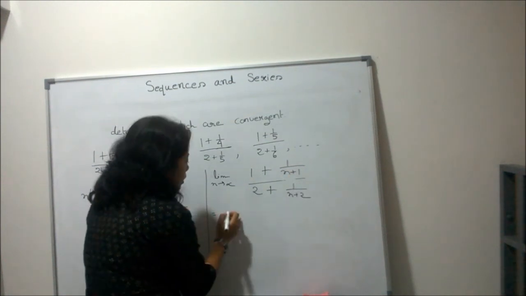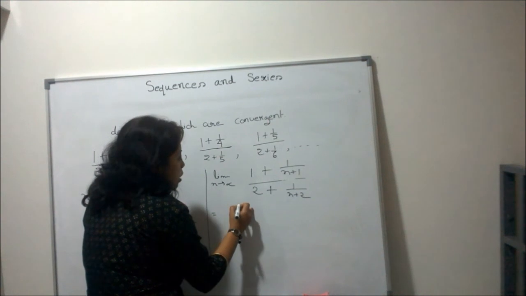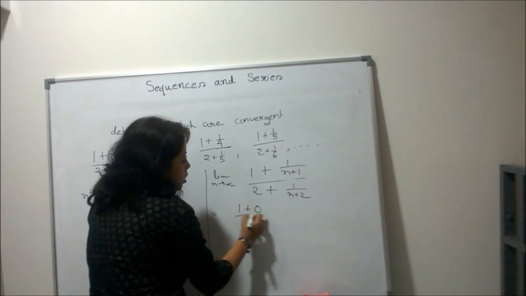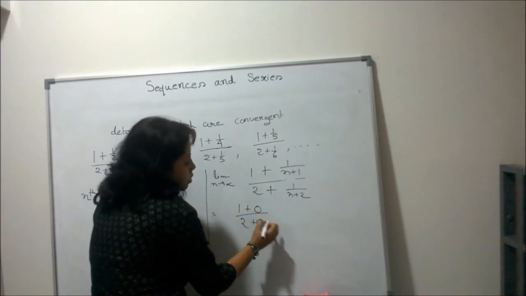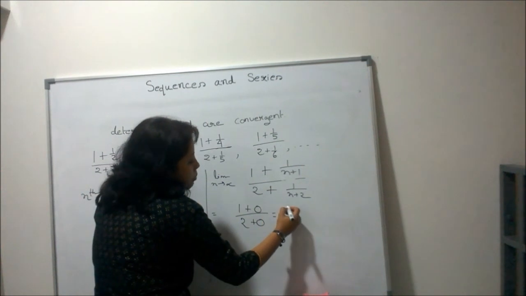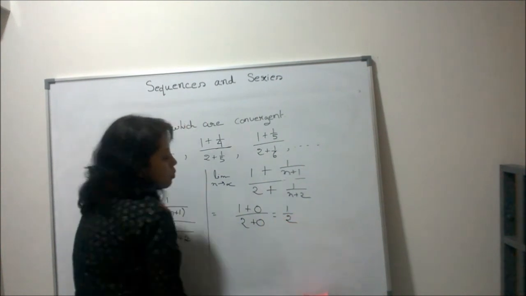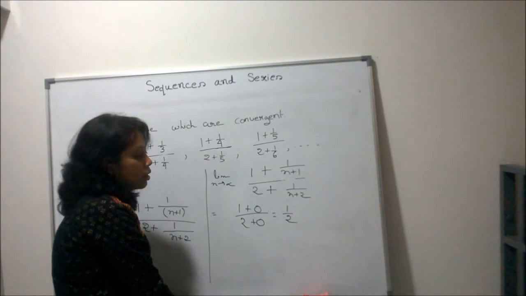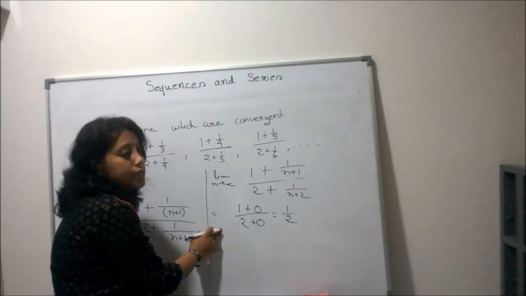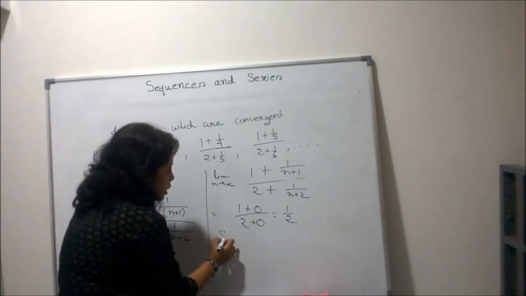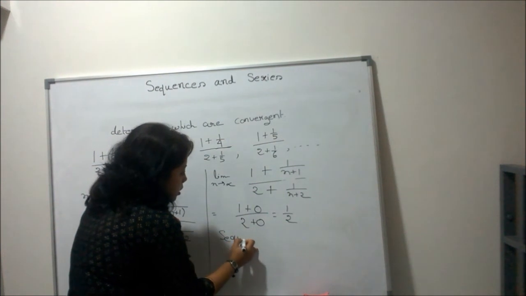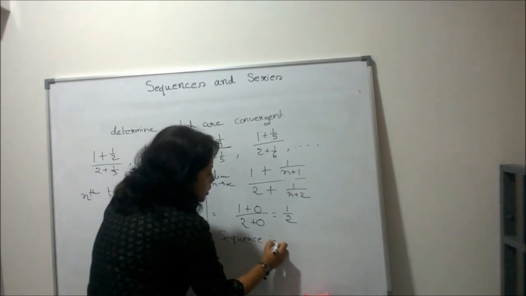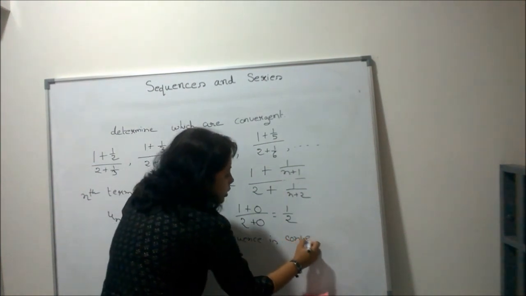Okay. So what are we left with here? From here, 1 plus 0 over 2 plus 0. So our limit value is half. So what will we call from here? The sequence is convergent.